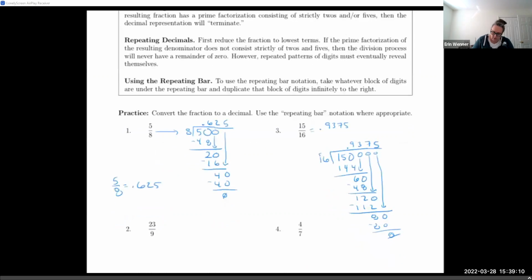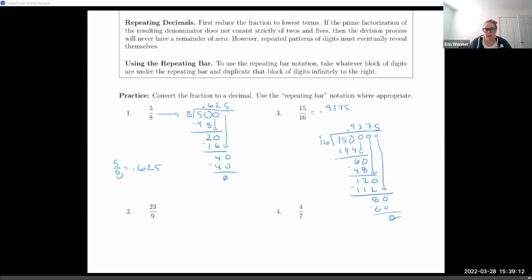So let's look at number 2. We have 23/9. Remember me telling you that 9 was a really common number to cause these repeating decimals. So we're going to take 23 and divide it by 9. 9 goes into 23 twice because 9 times 2 is 18. We subtract, and 23 minus 18 is 5. So we're going to add a 0 and bring that down, which means we had to add a decimal point.